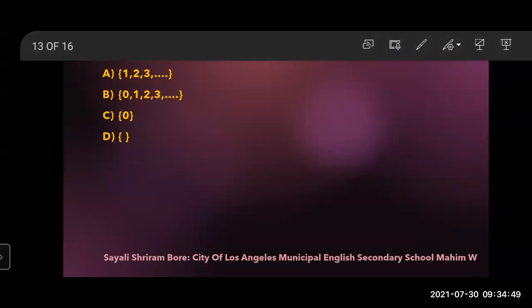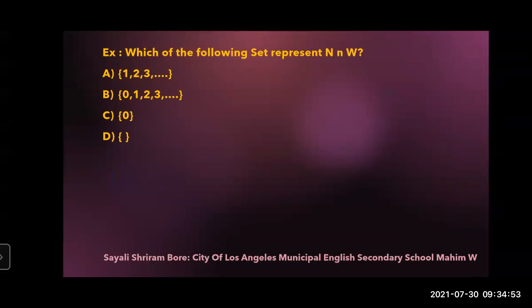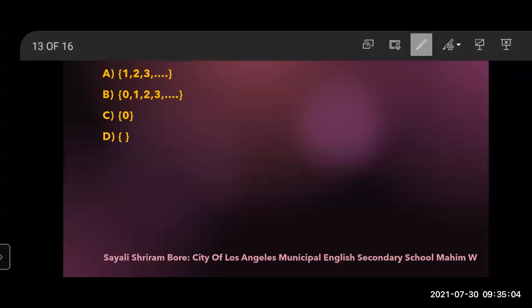Which of the following sets represents N intersection W? Now here they have given only N intersection W. You must be thinking that no set is given, so how can we find the intersection? But students, you should know that N is the notation of the natural numbers, and W is the notation for the whole numbers. If you study it carefully, only then you will get the answer.